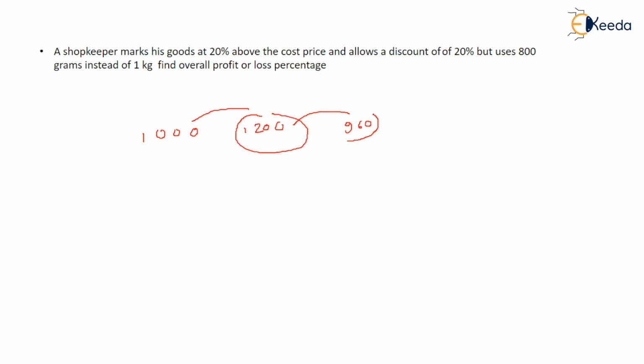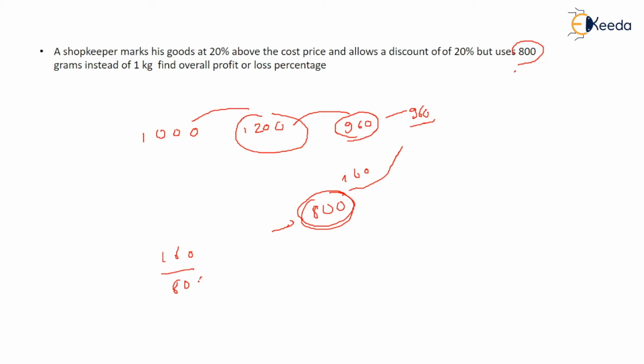So how much did he charge you? 960 rupees, means you paid him 960 rupees. But later he played a game with you, and instead of the actual weight he was using 800 grams, means 800 rupees he invested from his pocket. How much did he gain? 160 rupees. How much did he invest from his pocket? 800 rupees. So 160 by 800 gives you the percentage of the profit that he was getting. He was getting 20% profit.